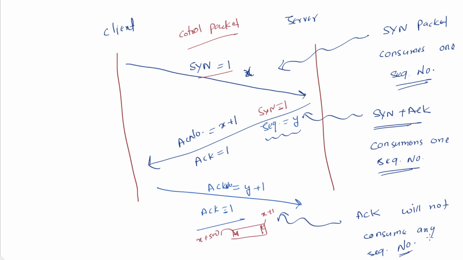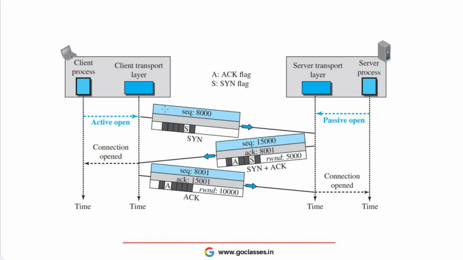So ACK will not consume any sequence number if it is not containing the data, right? So you can write here, if it does not contain data, right? So this whole procedure is called connection establishment phase. See here, there is a client that sends some SYN packet, there will be SYN plus ACK and then ACK packet.